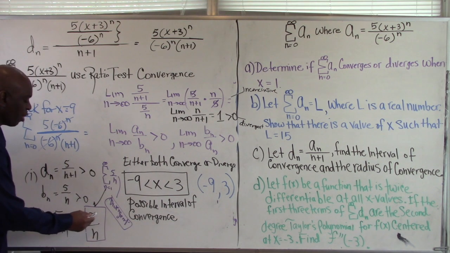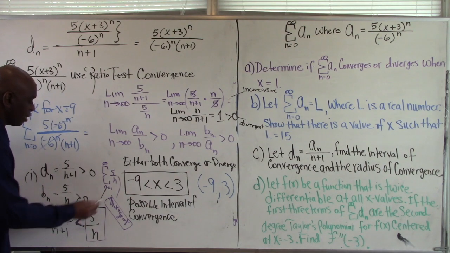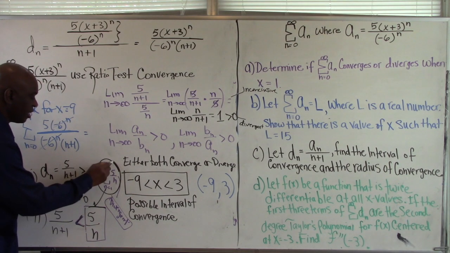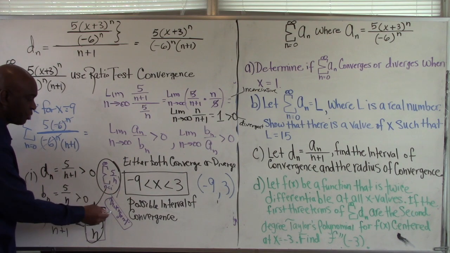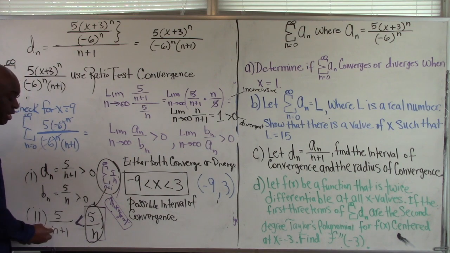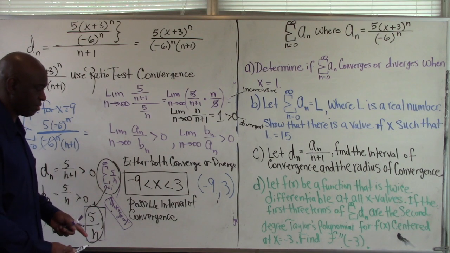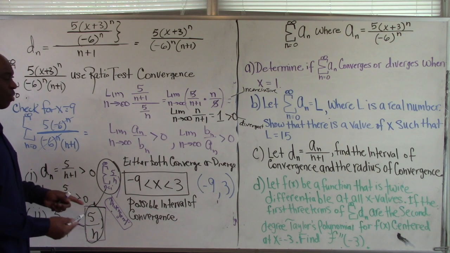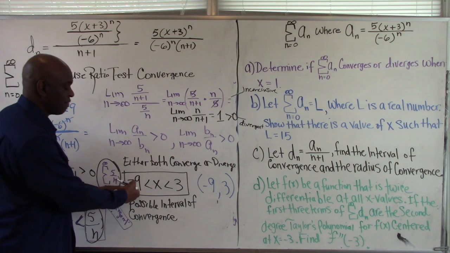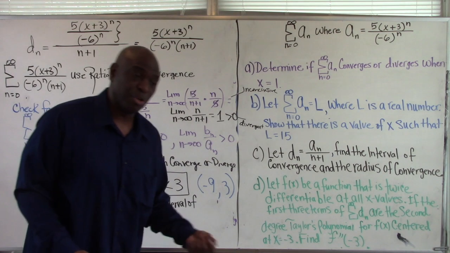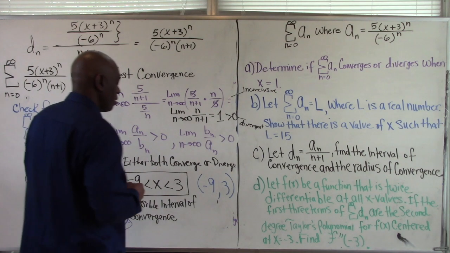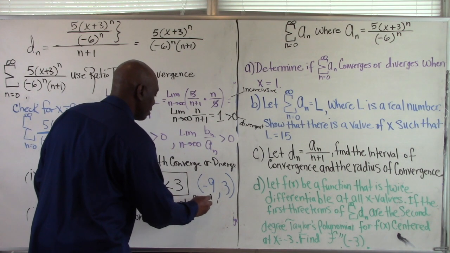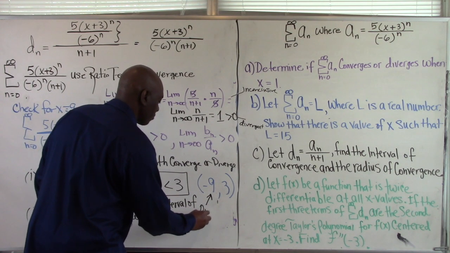Both series will converge or both series will diverge. Since we know that this series here, which is from this sequence, is divergent, then that means that this other one here is also divergent. Okay? So at negative 9, we have divergence.